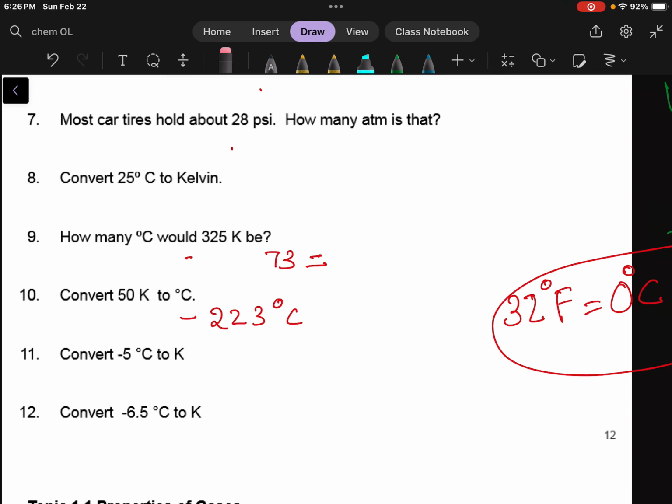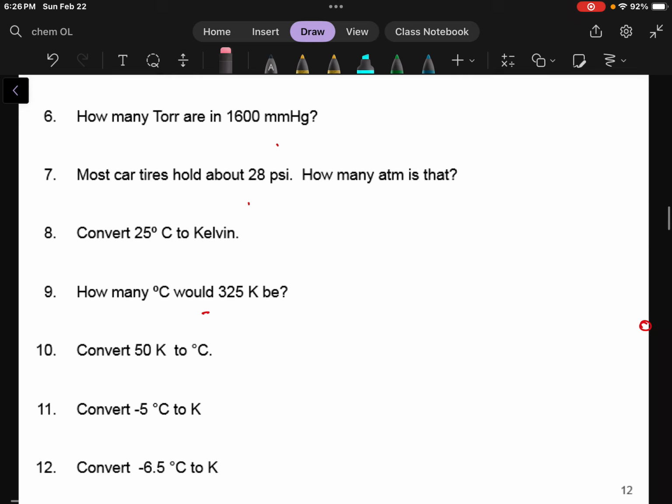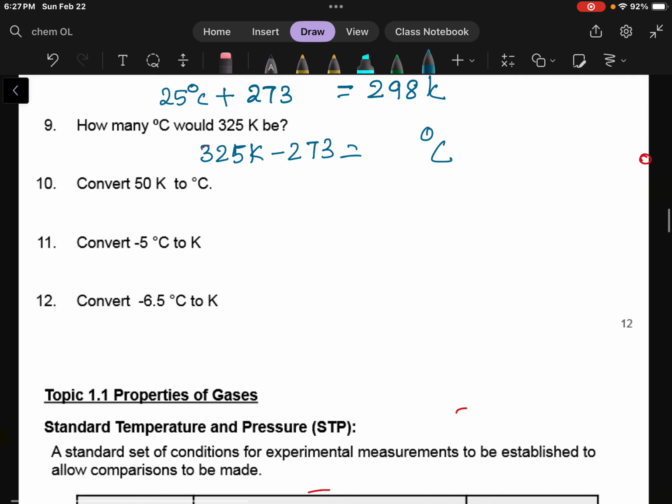Okay, now temperature conversion. Temperature conversion we learned: add 273. To convert a degree Celsius into Kelvin you are adding 273, so which will be 298 Kelvin. Okay, this is going backwards. You have Kelvin here, and you will minus 273 to get the degree Celsius.